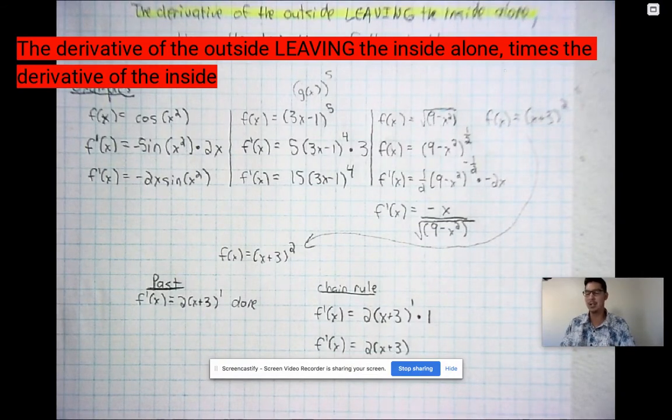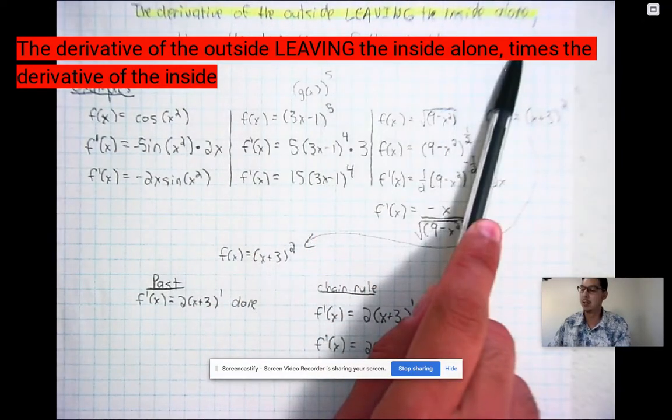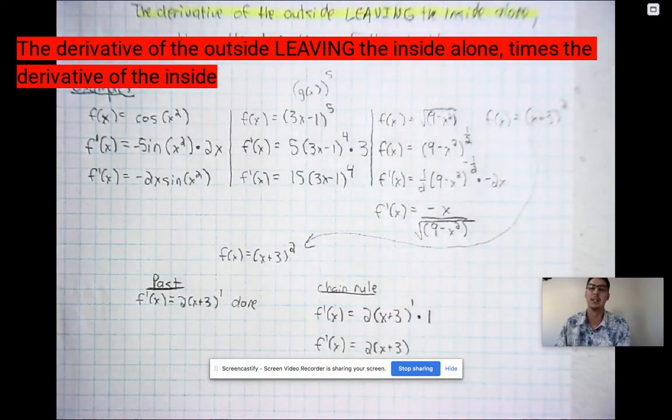I'm going to say it one more time just to annoy you and help you keep it in your brain. It's the derivative of the outside, leaving the inside alone, times the derivative of the inside. Emphasis on that word leaving. Leaving. You want to do that. Make sure you don't forget that part.